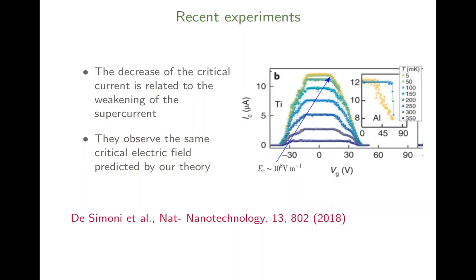Sorry. The vertical axis is the critical current. Yes. And the horizontal axis is the gate voltage that they apply to this. You have to convert it. Moving to the right means more electric field. Yes.